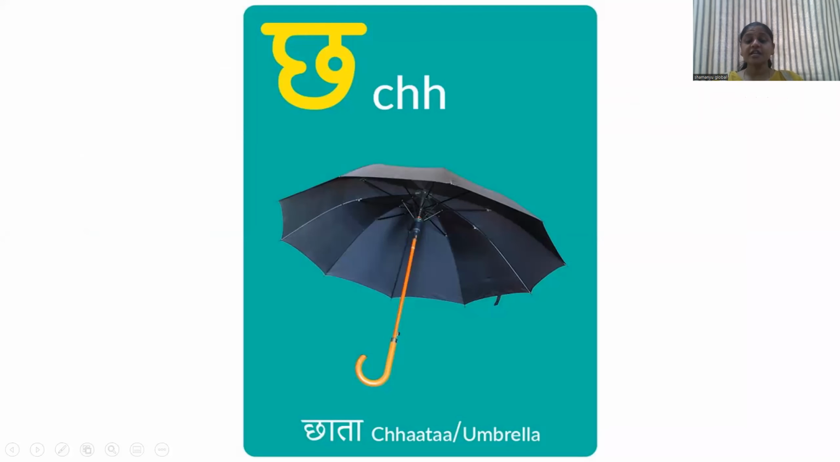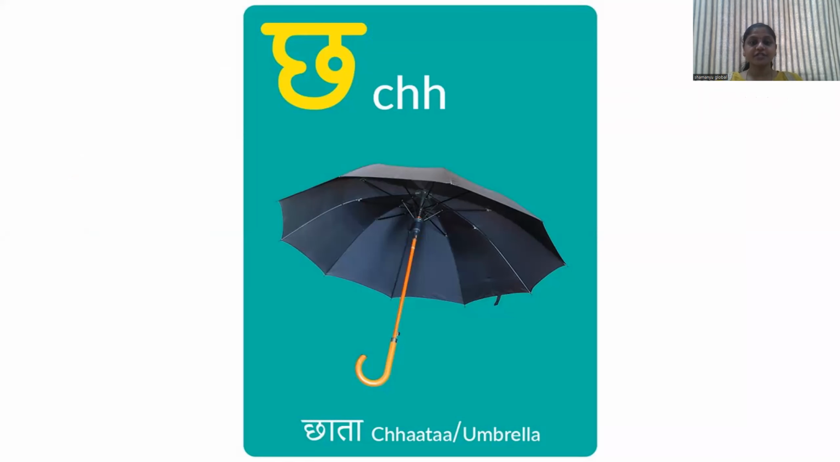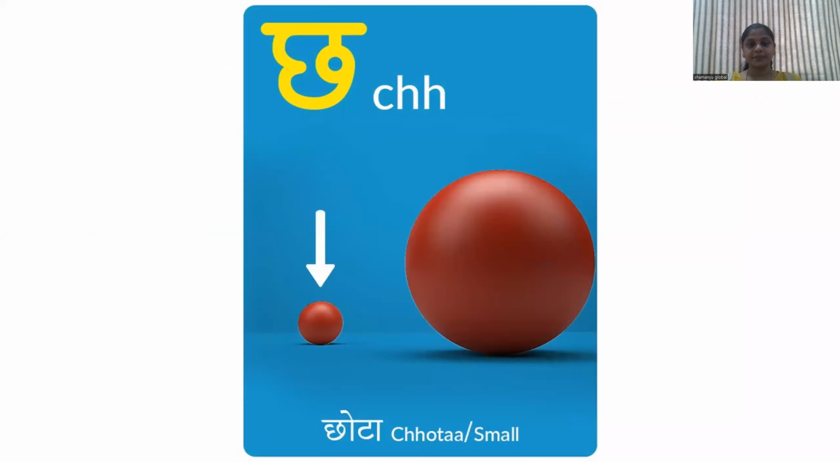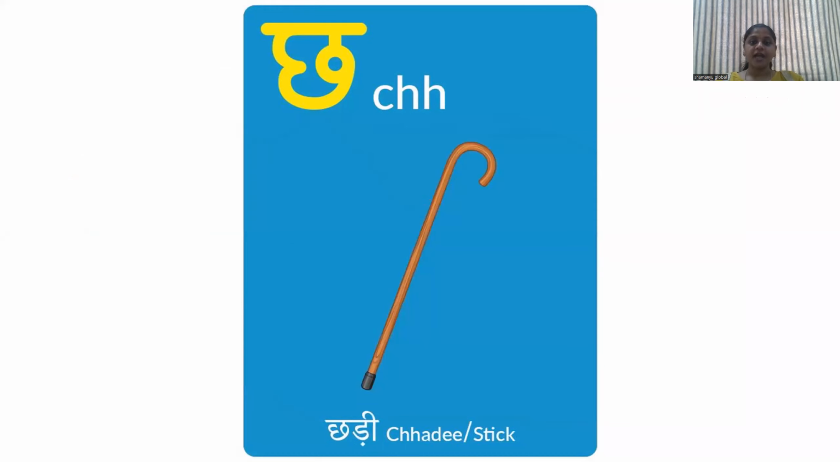So Cha se chhata. Chhata is the umbrella. Yes, Cha se chhata. The next one, Cha se chota. Chota means small. And the next one is Cha se chadi. Chadi is the stick. The dadus will be taking it for support to walk. This is Cha se chadi.